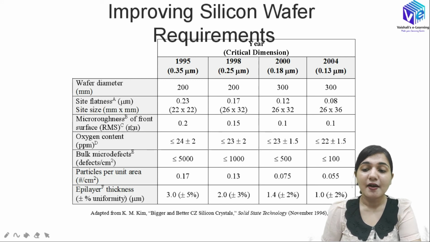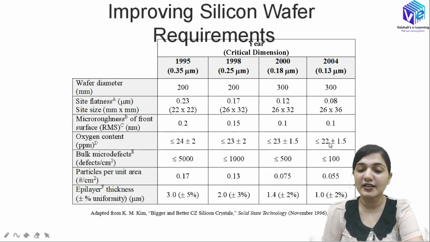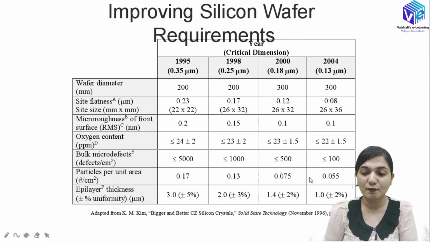Then we have micro roughness. You can see micro roughness has also decreased from 0.2 to 0.1 nanometer. Then we have oxygen content. Oxygen content has also decreased. Oxygen acts like an impurity, so oxygen content has decreased from 24 plus minus 2 to 22 plus minus 1.5 defects per centimeter cube. Then we have particles per unit area, which has also decreased from 0.17 to 0.055.